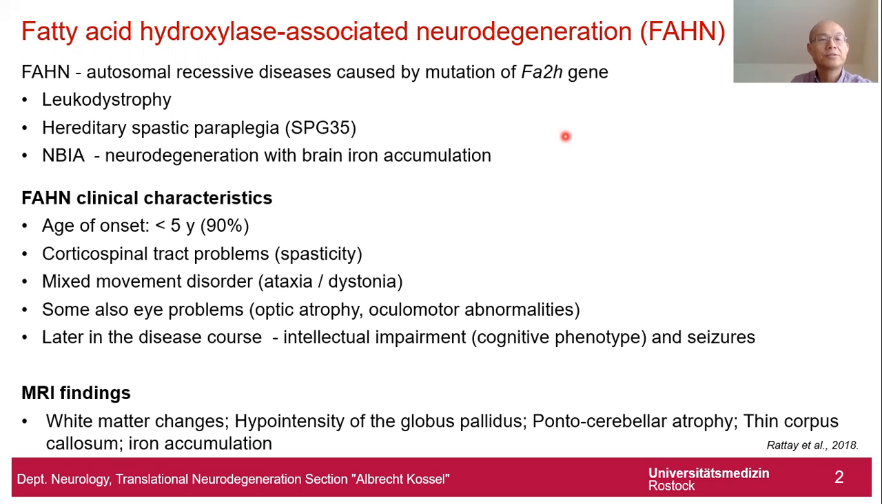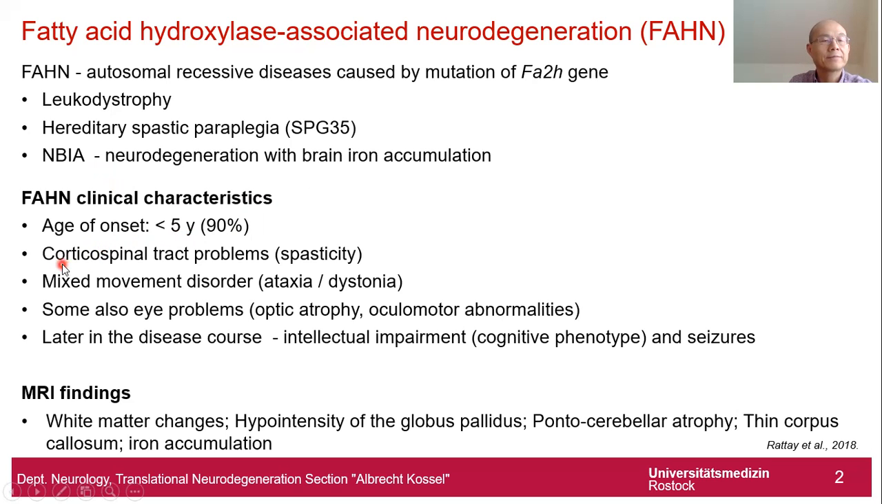As you know, FAHN is an autosomal recessive disease caused by mutation of the FA2H gene. This disease is associated with leukodystrophy, SPG35, and NBIA. The neuron degeneration comes with brain iron accumulation. The clinical characteristics are complicated, depending on the different types of mutations. In general, the age of onset in most patients is less than 5 years old.